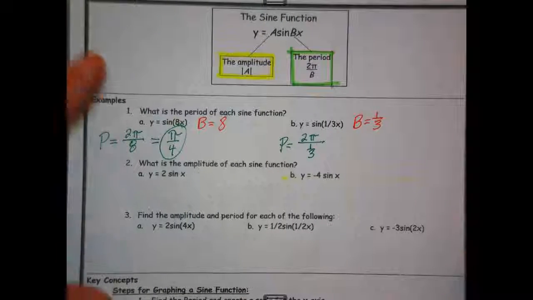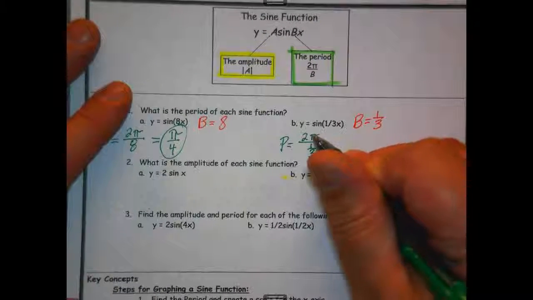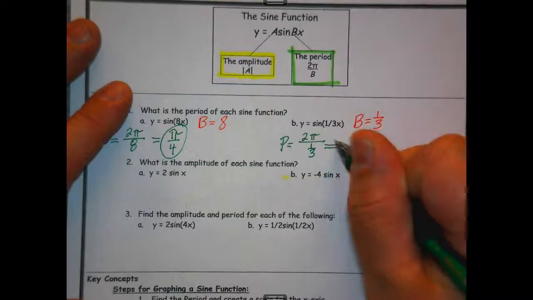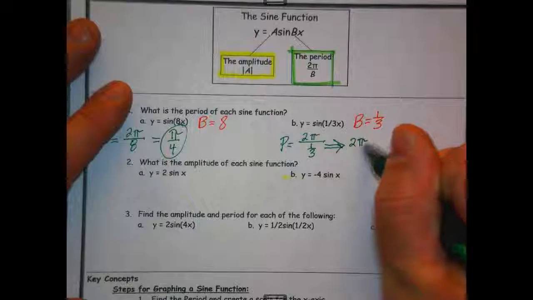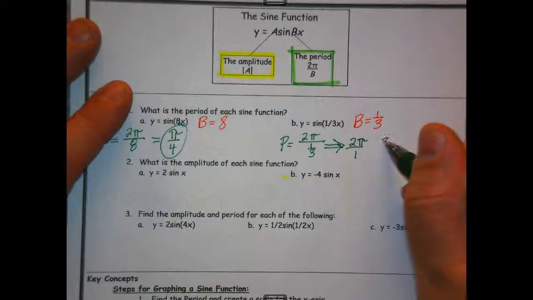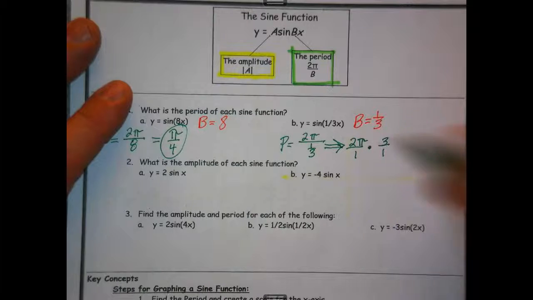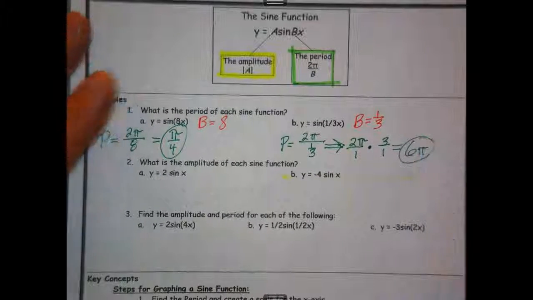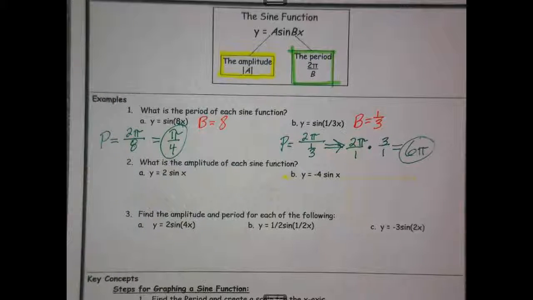Okay, so we have to figure this out. How do we take a fraction divided by a fraction? Well, we flip the second fraction and we multiply it. And I get 6 pi. Not that hard, folks. You're big people and big people math now. For you it is.